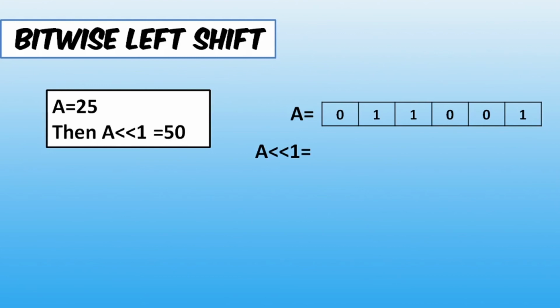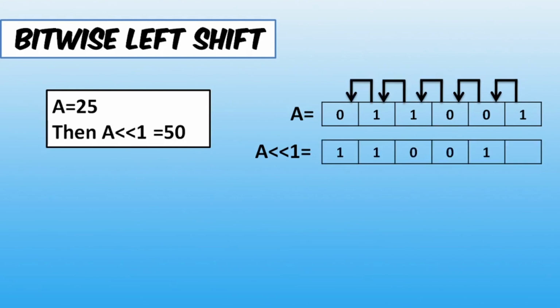This bitwise left shift operator will shift each bit towards the left. That is, 1 will move to the left side, again 0 will move to its left, again this 0 will move to the left, and so on. So the result will be 110010. And you can see the empty space, the program will automatically fill 0 over there. So this is equivalent to 50.